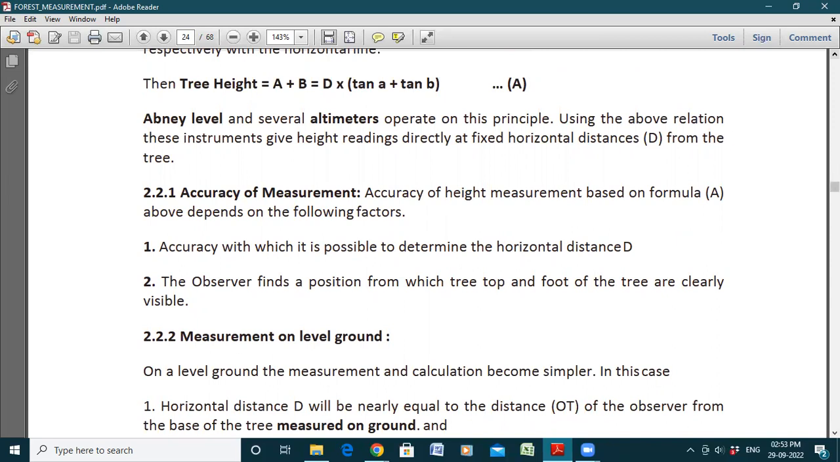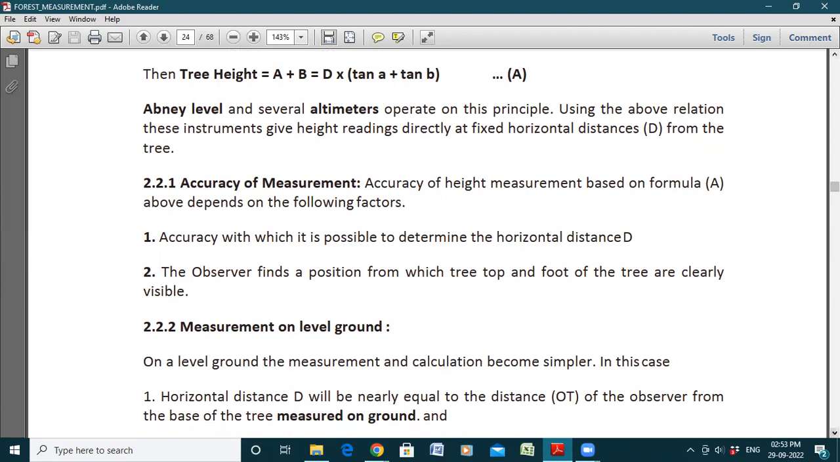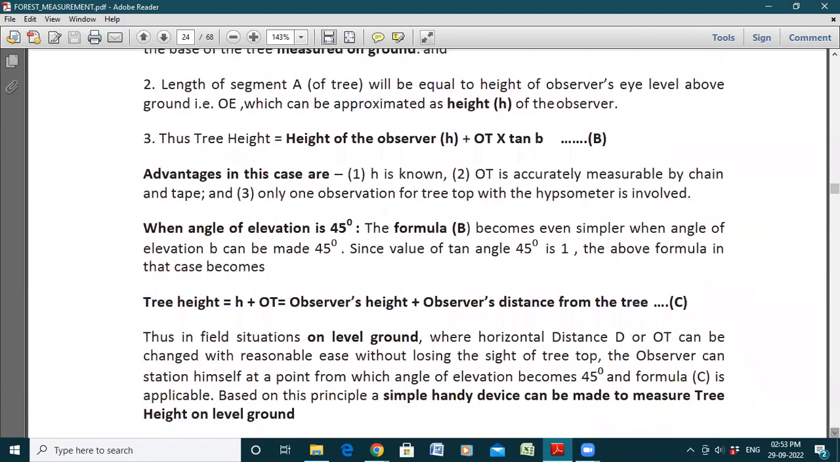So the distance we have calculated is this, and if the observer cannot see the top and the bottom well, so that the angles A and B cannot be measured, then it is not possible to calculate the tree height. Okay. I hope it is clear to you now.